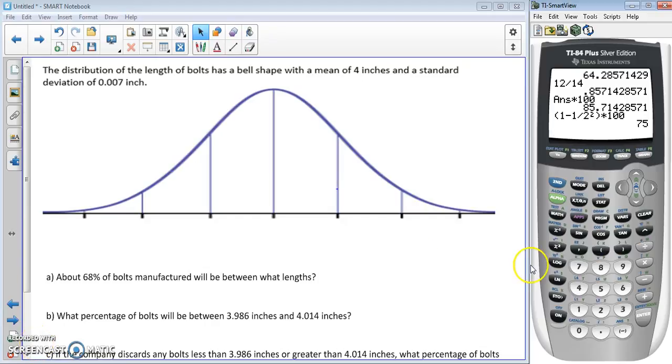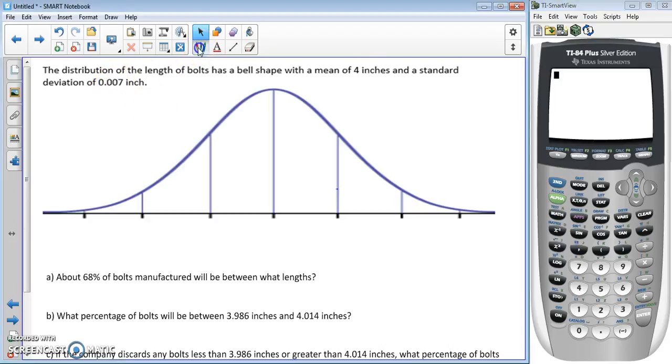Let's do another example using empirical rule. So we have the distribution of the lengths of bolts has a bell shape, so there's important information there, with a mean of 4 inches and a standard deviation of 0.007 inch.